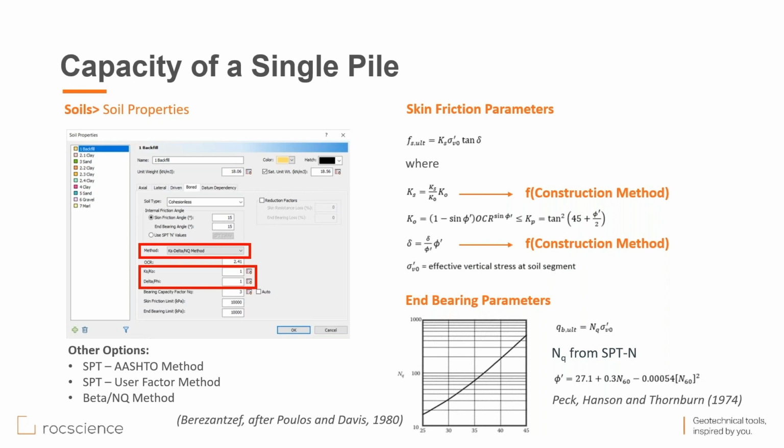Although you also have the option to calculate the bearing capacity factor from SPT N blow counts. You have a dialog box here, and you are able to enter the SPT N blow counts, the uncorrected ones, with only energy correction applied. What RSPile does is to estimate the internal friction angle using well-available correlations. If you have anything in hand you might prefer, you're free to enter it.